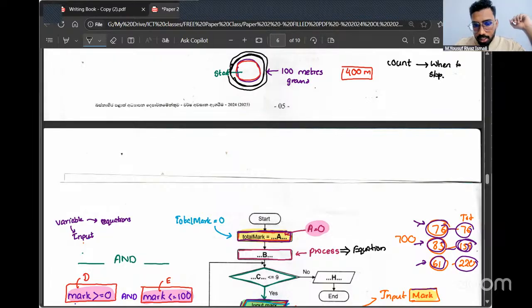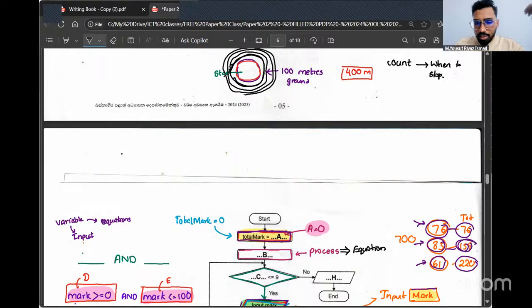Once you complete the second round, you'll be like, okay, I'm going to start the third round. Should I go for the third round? Yes. So you run the third round. After you complete the third round, when you're going to start the fourth round, you'll ask yourself, should I go for the fourth round? If it's yes, you again run around the ground for the fourth round.